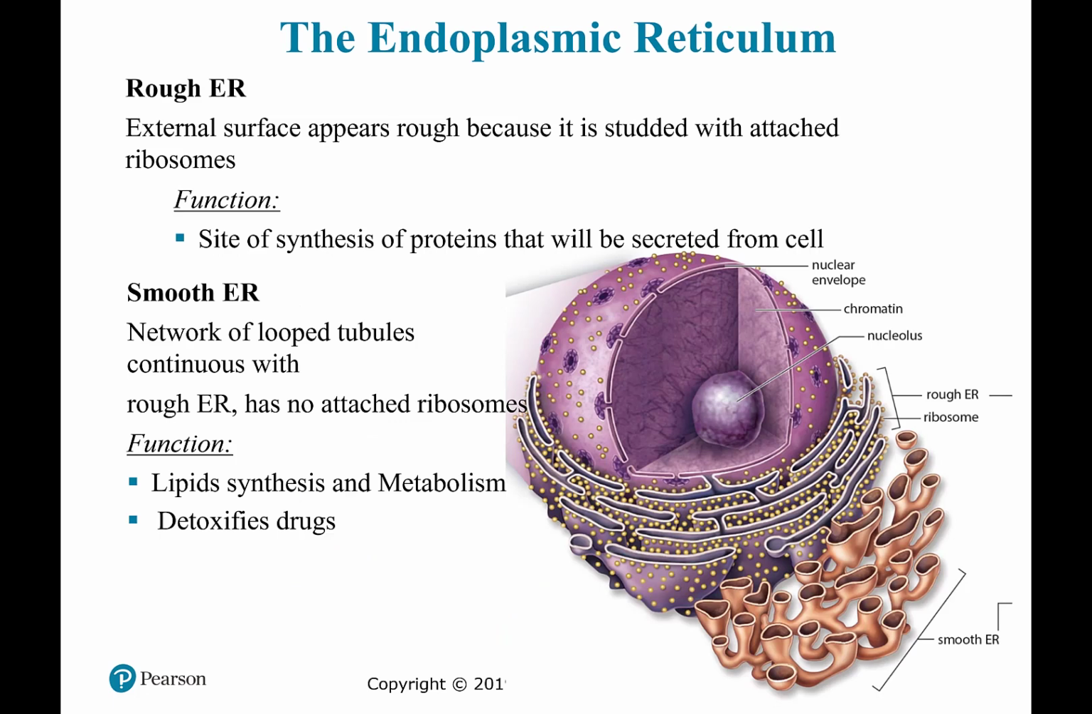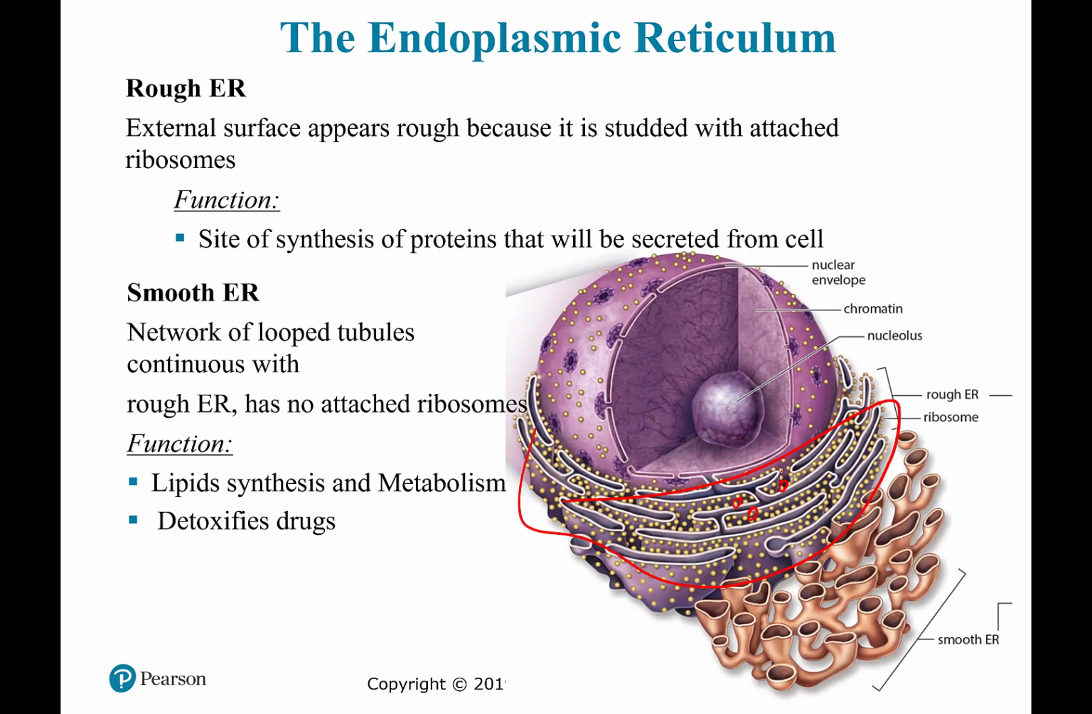The endoplasmic reticulum, or ER for short, is a series of flattened membranous tubes that are continuous with each other. There are two types of endoplasmic reticulum: rough ER and smooth ER. Rough ER has ribosomes attached to it that give it a rough appearance, like these ones right here. These rough ER have ribosomes attached to them.